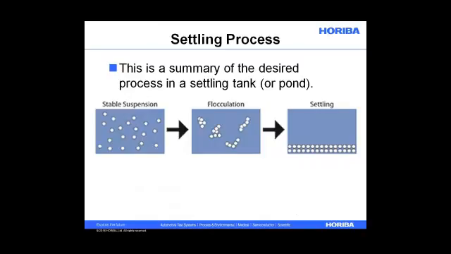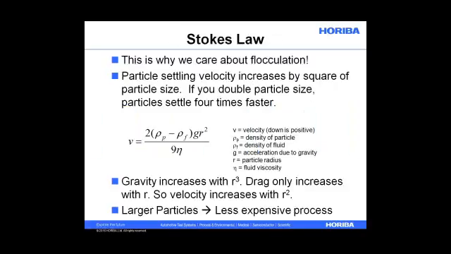Now, there is a desired settling process, which is a little bit more complicated than what I just said, which is you start with some sort of suspension of particles on the left. And you want to flocculate the particles so they become bigger flocks or clumps, and these bigger flocks or clumps will tend to settle. Now, why do we want them to be bigger? Well, we can look at Stokes' law and look at settling velocity, which actually increases with the square of particle size. If you double your particle size, the particles settle 4 times faster.